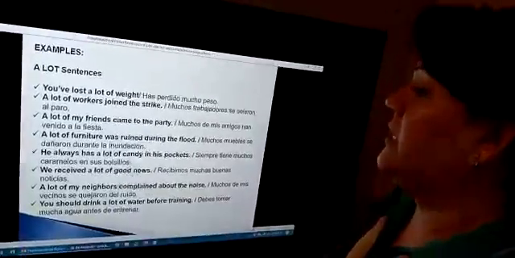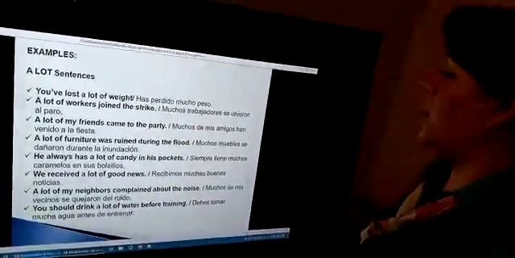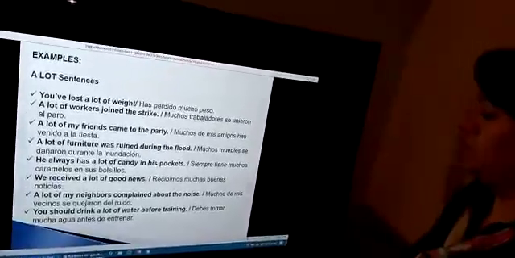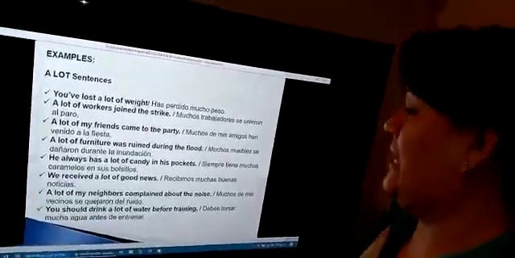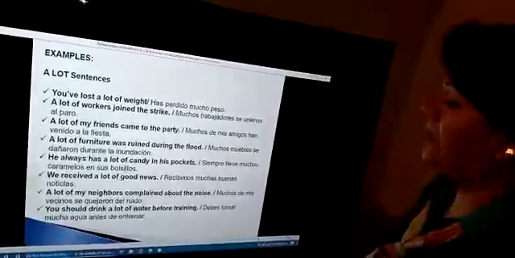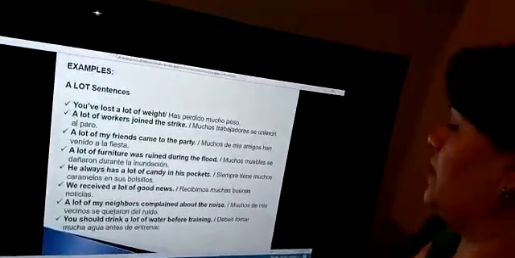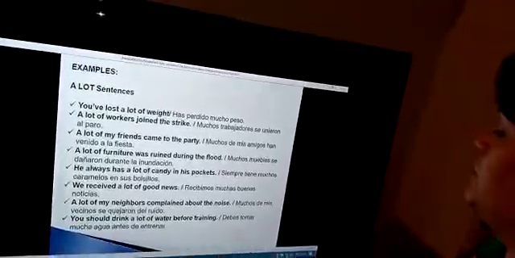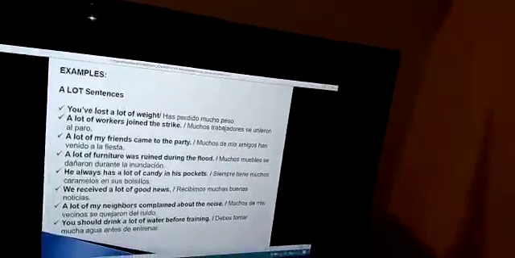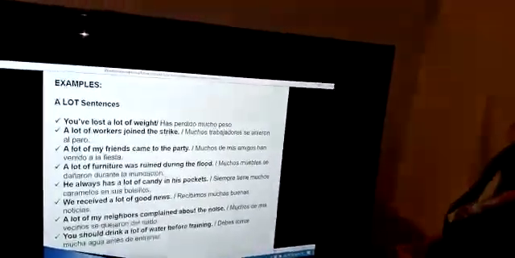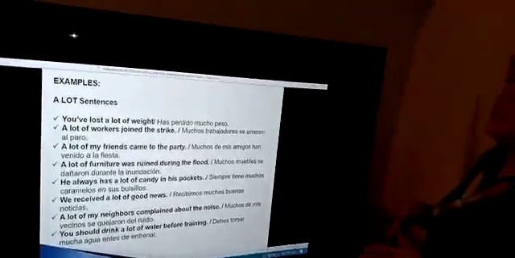The next is, a lot of my neighbors complained about the noise. Spanish, muchos de mis vecinos se quejaron del ruido. The last is, you should drink a lot of water before training. Spanish, debes tomar mucha agua antes de entrenar. This is the example, a lot, set.